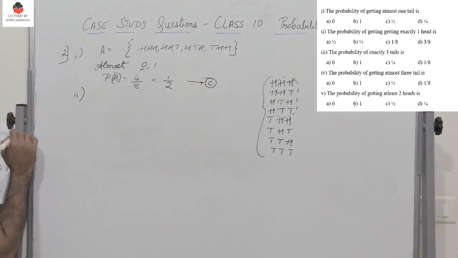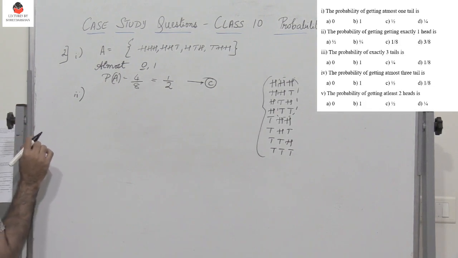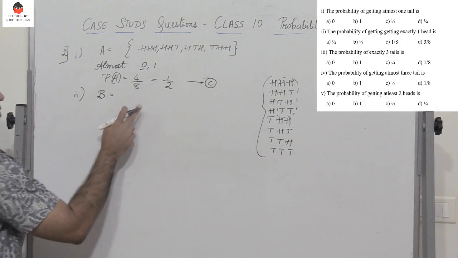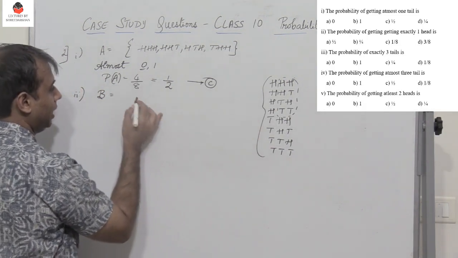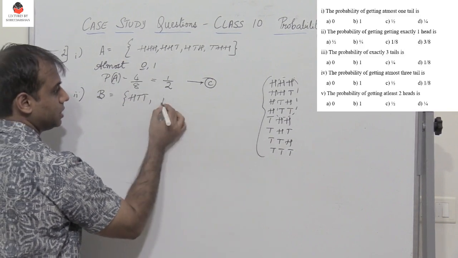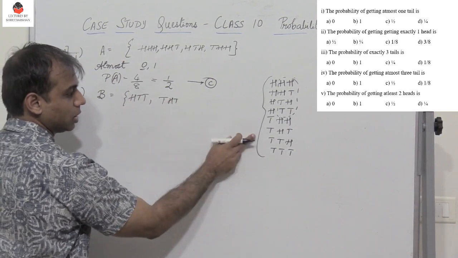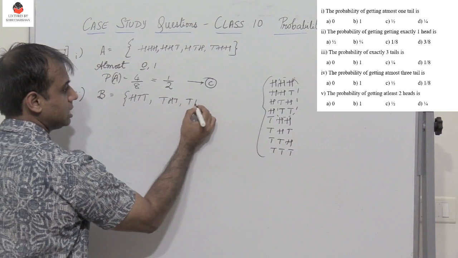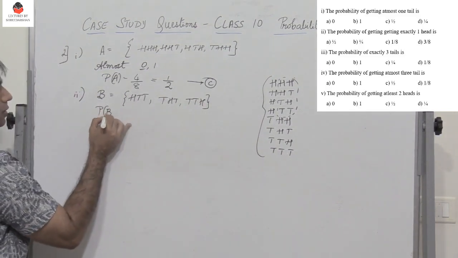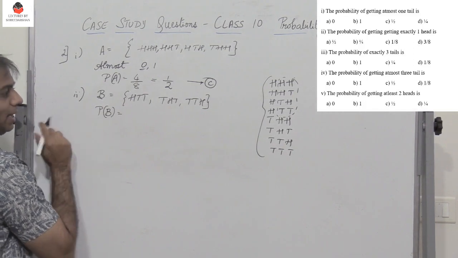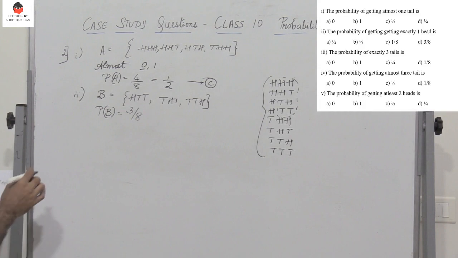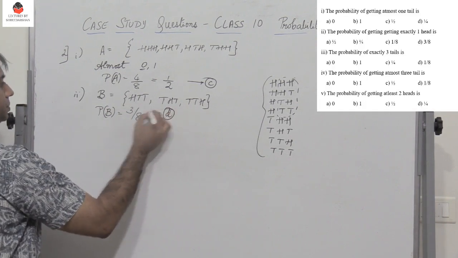Second one, what is the probability of getting exactly one head? So exactly one head, you have head, tail, tail, and then you have T, H, T, and then T, T, H. So there are 3. So probability of getting exactly one head is 3 by 8. So it is option D.